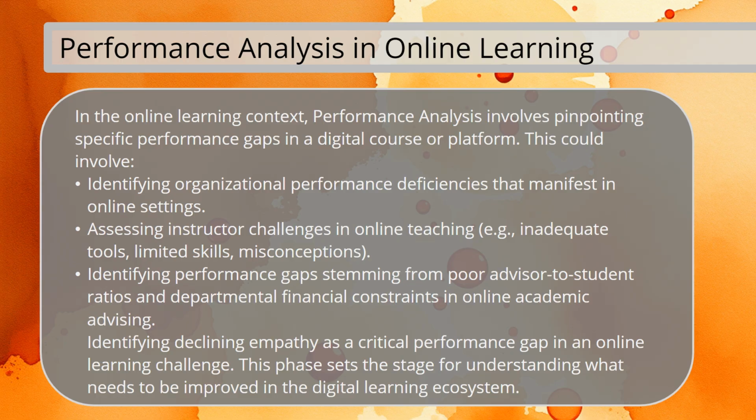These aren't necessarily instructional problems, but performance issues within the system. In a more nuanced example, Roy in 2021 even applied performance analysis to identifying declining empathy as a critical performance gap within the online learning challenge. This shows how broad the scope of HPT can be. Essentially, this initial phase is crucial because it sets the stage. It's about clearly understanding what needs to be improved within our digital learning ecosystem before we can jump into conclusions and solutions.